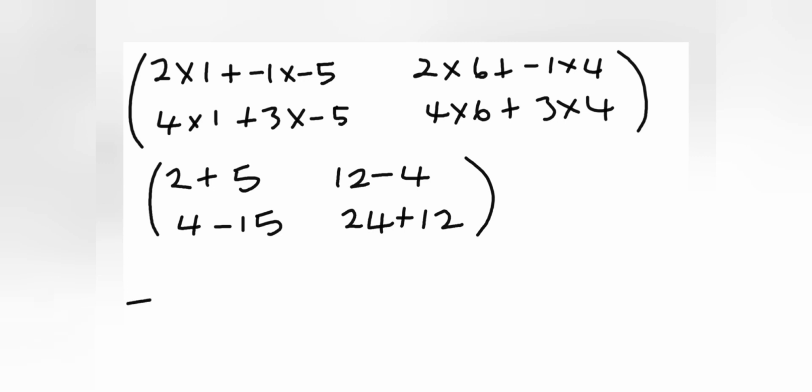And we're going to simplify this. So 2 plus 5 gives us 7. 4 minus 15 gives us negative 11. 12 minus 4 gives us 8. And 24 plus 12 gives us 36.